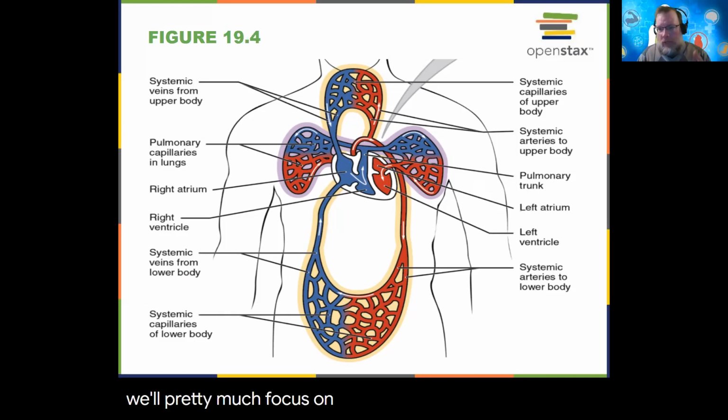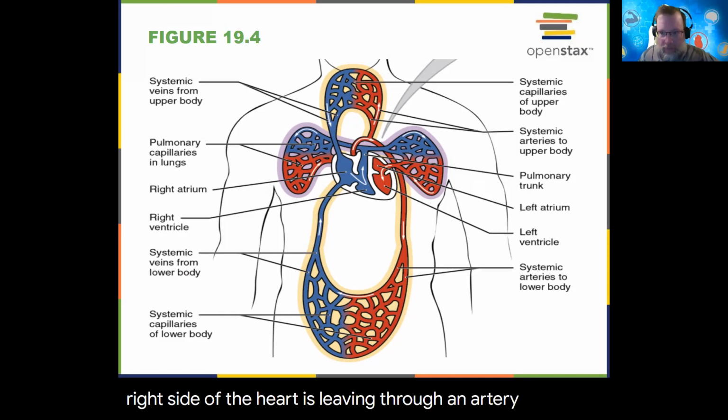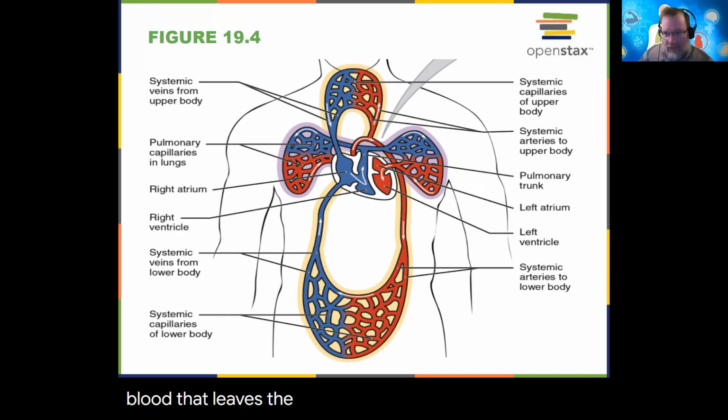Arteries always go away from the heart. So any blood that's leaving the heart, if it's leaving the right side of the heart, is leaving through an artery. The blood that leaves the left side of the heart is leaving through an artery. Arteries always away. That means veins always go toward the heart.